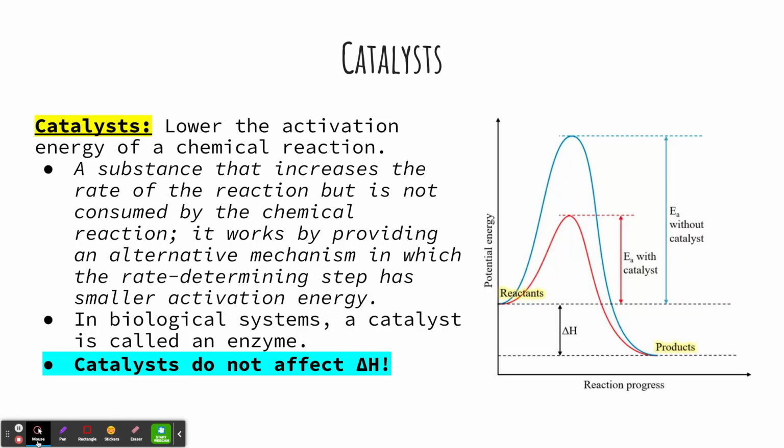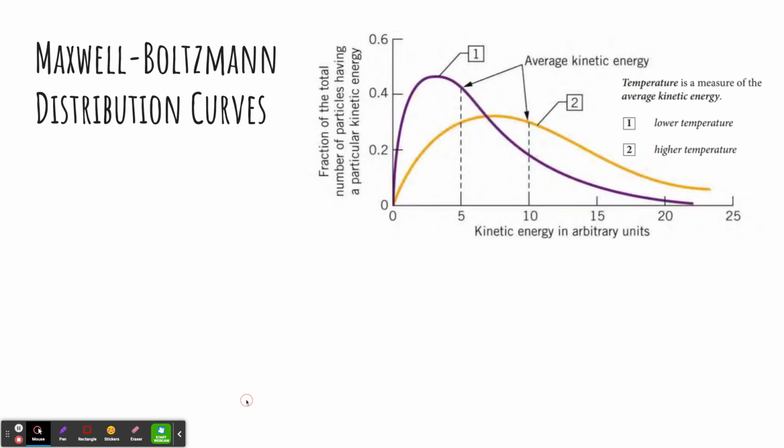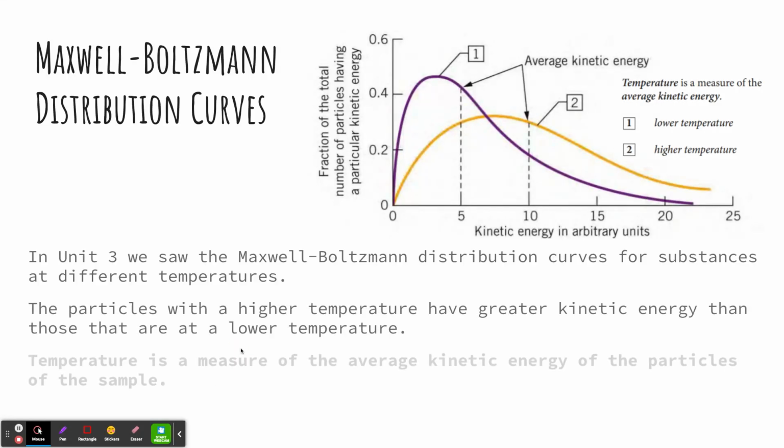Guys, you'll notice that I didn't talk about the definition that is italicized. We will revisit that definition when we talk about kinetics in Unit 5. All right, so the Maxwell-Boltzmann distribution curves. Guys, I just want to review these now that we have a new lens to look at them in, now that we're in Unit 6. So we have a bit more under our belt in terms of chemistry.